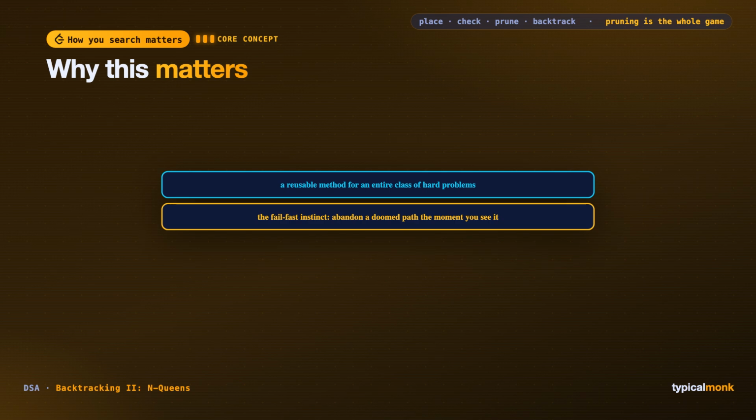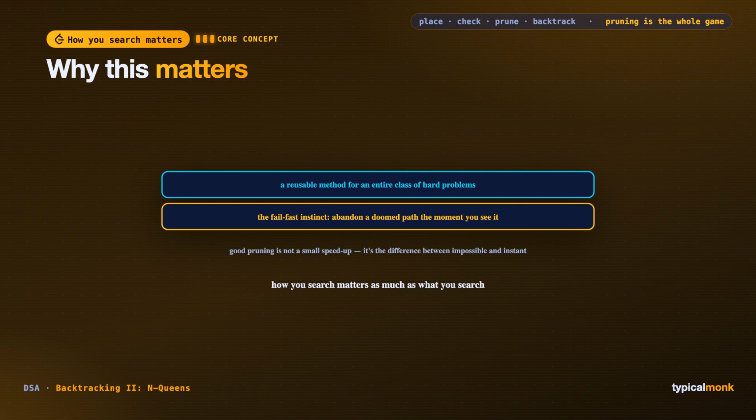Just as importantly, you have internalized the single most valuable instinct in this kind of search: fail fast. The whole reason backtracking is practical is that it refuses to waste effort on paths it can already tell are hopeless. That instinct, check as early as possible. Abandon a doomed path the moment you recognize it. Failing fast is not just an algorithm technique. It is a way of thinking about problems that pays off far beyond code. Never pour effort into a plan you already know is broken.